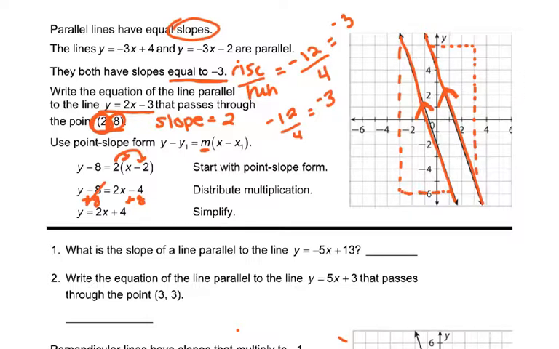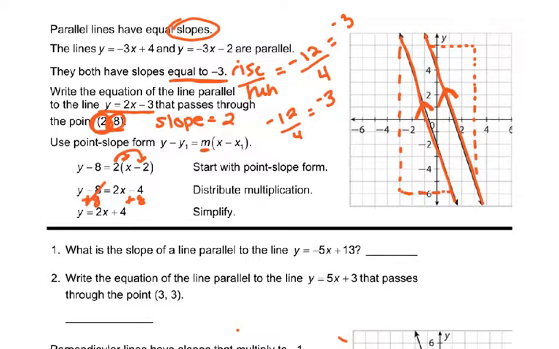So now we've found the equation of a line parallel to the line y equals 2x minus 3 that passes through the point 2, 8. So we have done that. Now let's look at these two problems here. You can pause here if you'd like to and do it on your own, and then you can come back. What is the slope of a line parallel to the line y equals negative 5x plus 13? Well, where is our slope here?